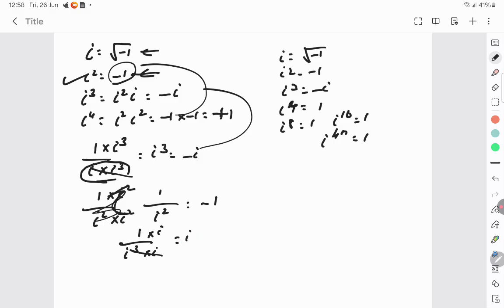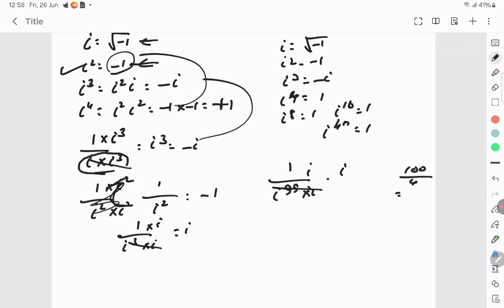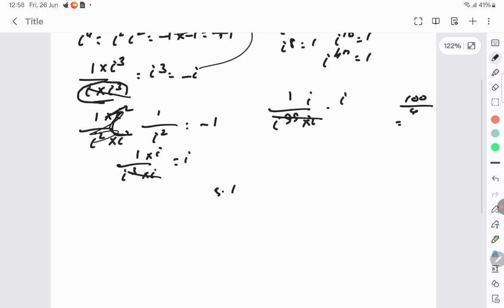Okay, so like that, when i to the power 99, if it's 100, it can be a multiple of 4. So multiply and divide by an i. i to the power 100 is 1, so answer is i. I hope you understood. So with that we can solve the 5.1 exercise.